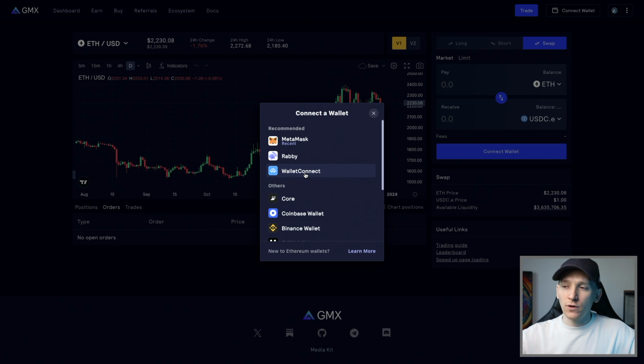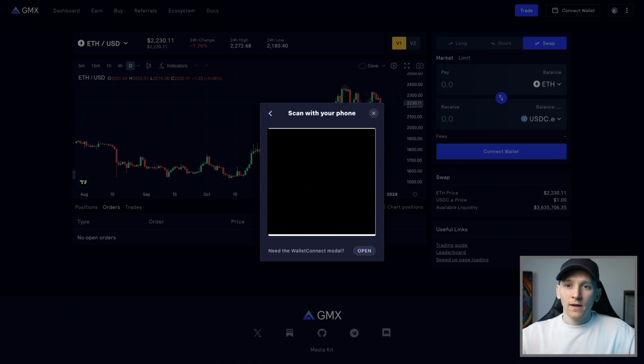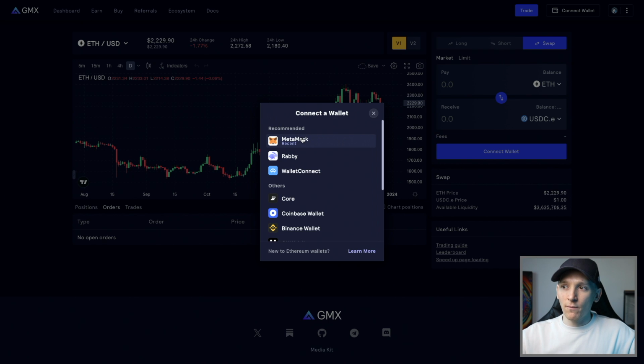If you have a phone that you want to use, just click Wallet Connect. If you have a wallet on your phone, just scan the QR code and it's going to connect the wallet on your phone. You'll need to use your phone to sign transactions when you want to trade, but you can use it on your phone or on the computer. It doesn't matter. I'm just going to use MetaMask to show you though.